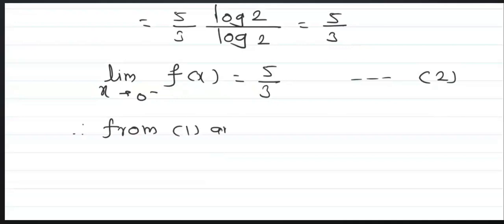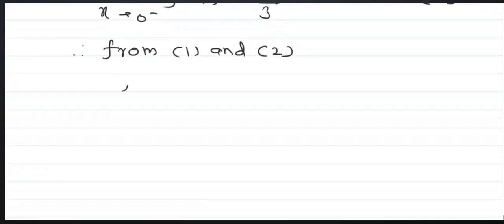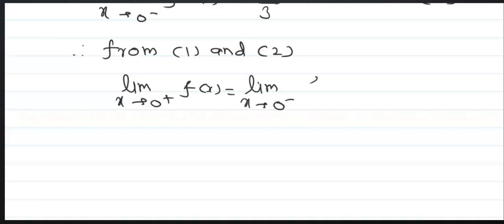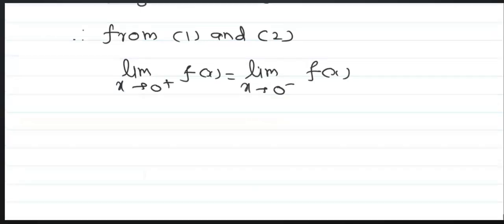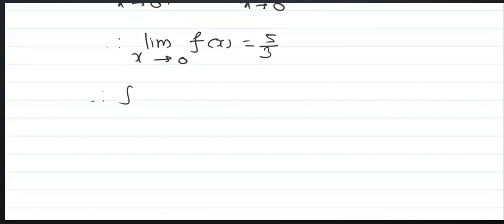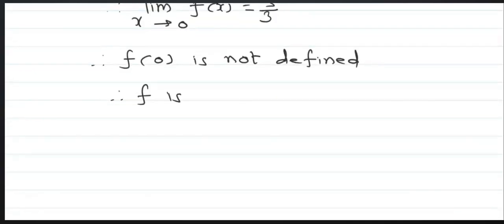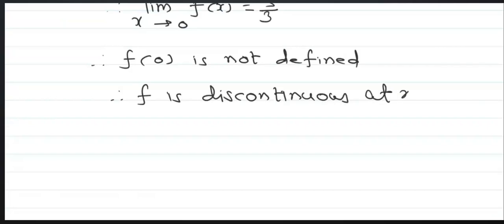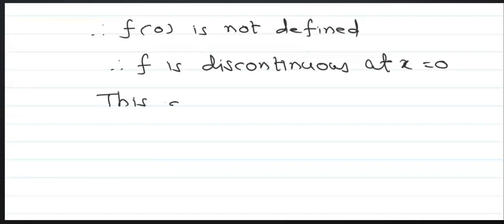And therefore from 1 and 2, right hand side limit and the left hand side limit both are equal. That is the limit x tends to 0, f of x is equal to 5 upon 3. Therefore f of 0 is not defined there. Value was not given. Therefore now we will write their values. F has a discontinuity at x is equal to 0.